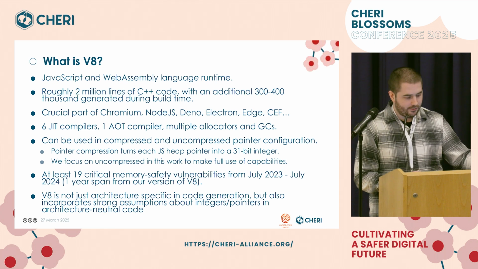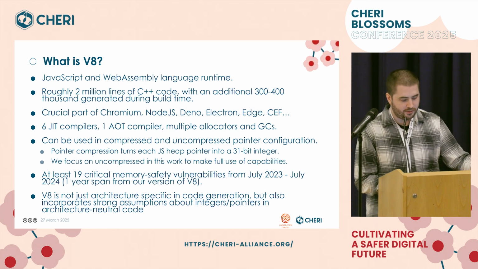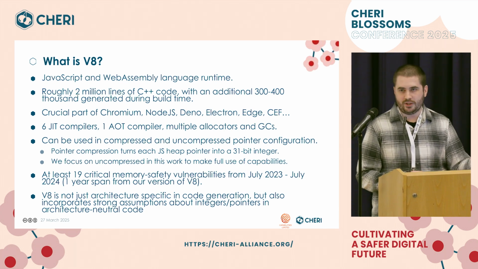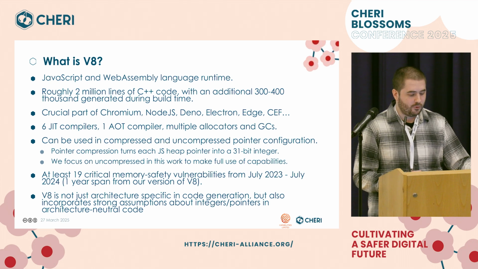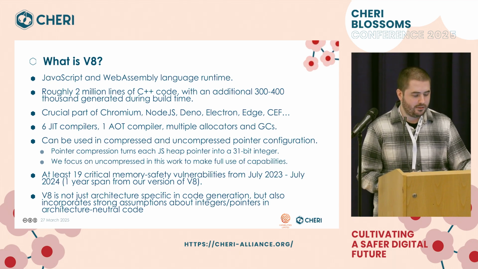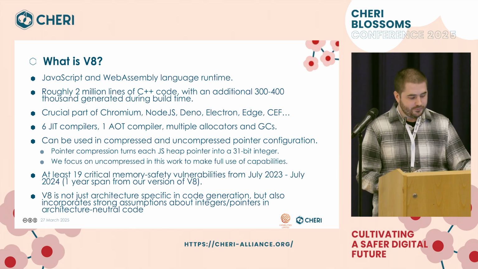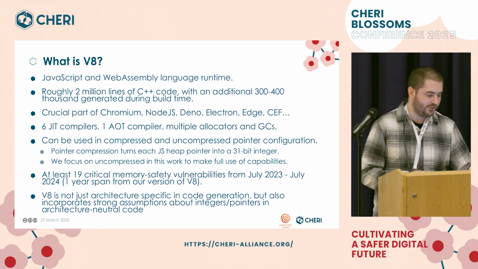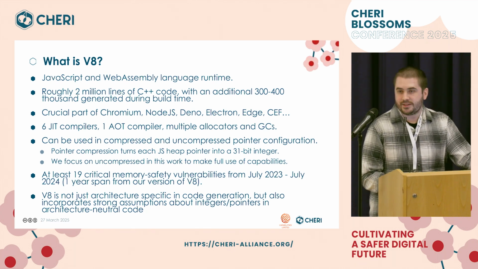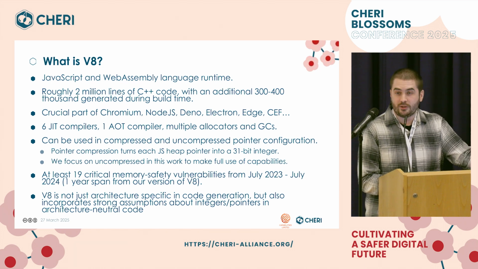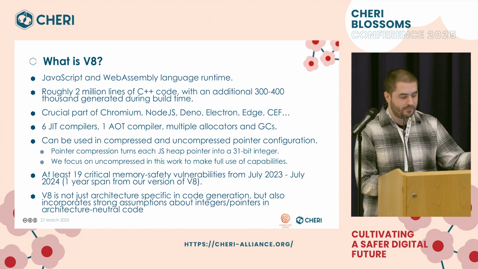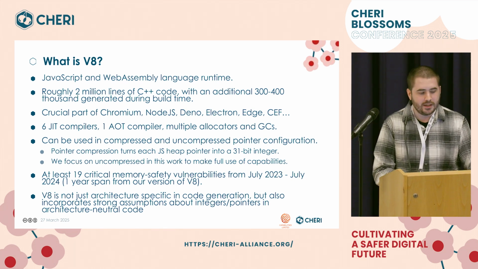As a high-level overview, from July 2023 to July 2024, which is a 1-year span from where our fork starts, there were 19 critical memory safety vulnerabilities. So that's quite a bit for just a JavaScript engine. And it's not just architecture-specific in code generation, but it also incorporates very strong assumptions about what is and is not a pointer, and it kind of conflates integers and pointers.